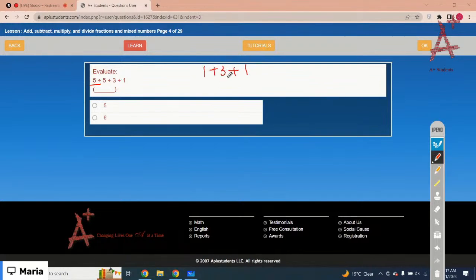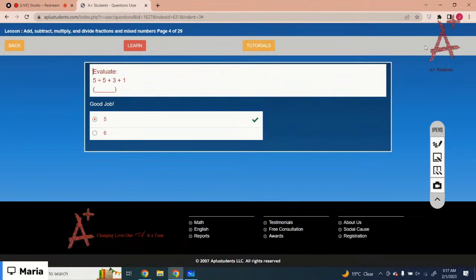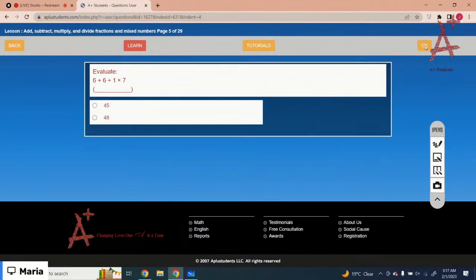Now you have to add, the first one from left to right. 1 plus 3 equals 4, and 4 plus 1 equals 5. So the correct option is 5. Got it, everyone? So the correct option is 5. Just select the correct option, then click on the OK button. 5 it is: 1 and 3 is 4, and 4 and 1 is 5. Got it?